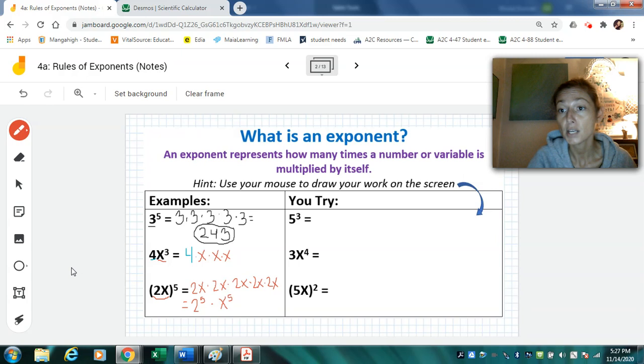All right, so why don't you guys go ahead and try the problems on the right. You'll use the little tool in Nearpod. It's going to look different than the one I'm using. I'm using Jamboard to make this video, but you'll use in Nearpod a marker feature to go in and write your work. Make sure to show all of your steps.